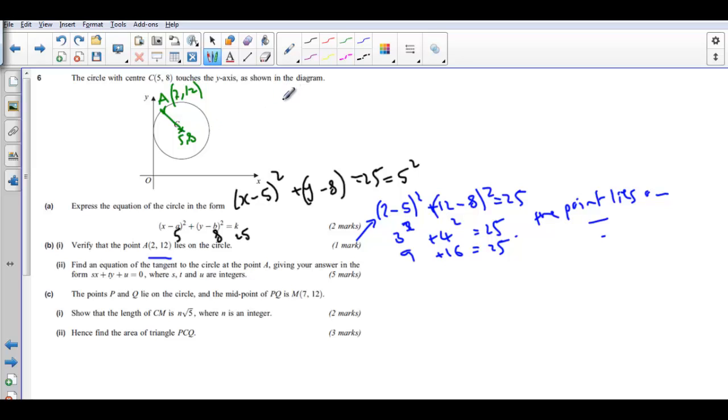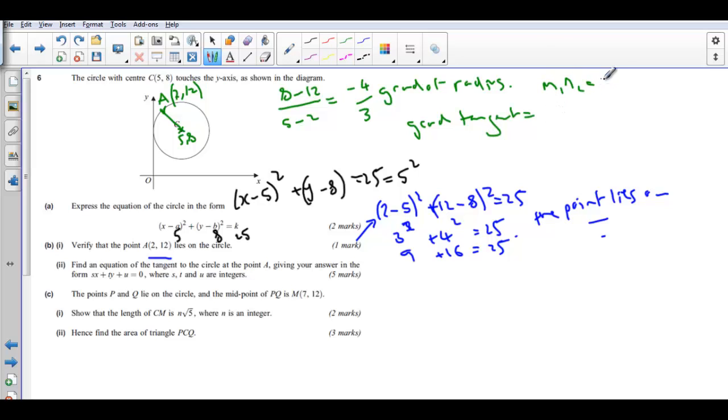Okay, so we've got 8 take away 12, difference in y values, divided by the difference in the x values, which is 5 take away 2. 8 take away 12 is minus 4. 5 take away 2 is 3. So that's the gradient of the radius, or the normal to the circle. So the gradient of the tangent will be equal to the negative reciprocal of that. Let's just write that down in case we get points for it. It's going to be equal to 3 over 4.